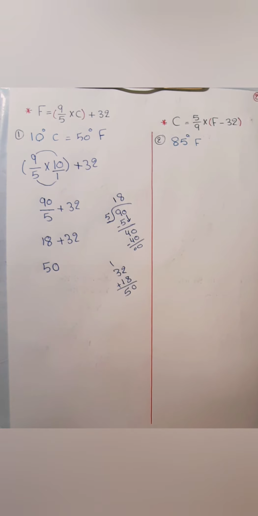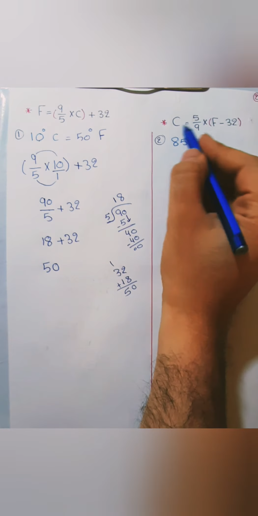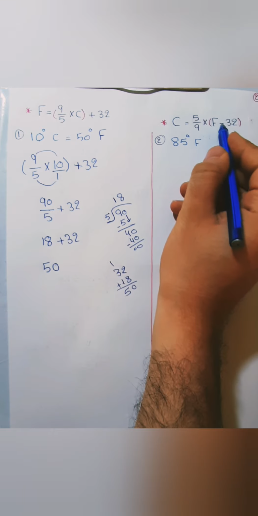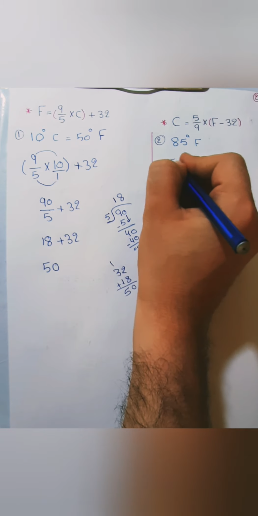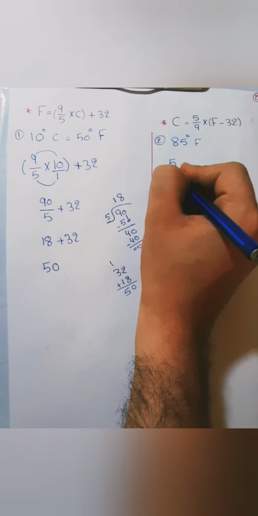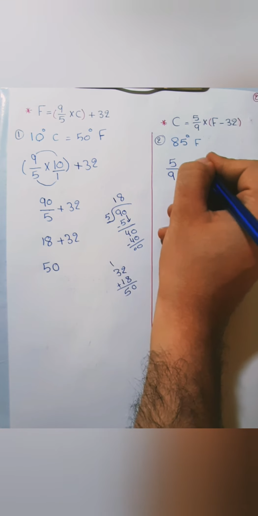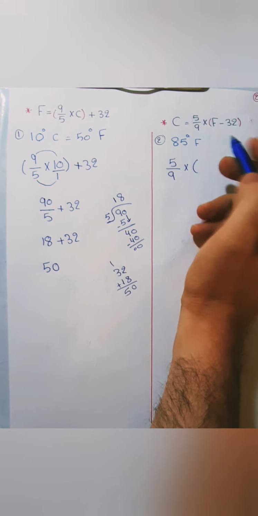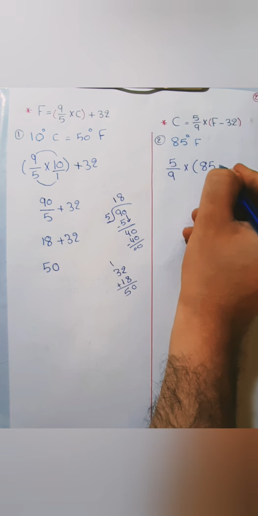Example number 2. We have 85 degrees Fahrenheit. When we want to change to Celsius degrees, we have to use this rule: 5 out of 9 times F minus 32. The rule is 5 out of 9 times. We have to write 85 instead of F. 85 minus 32.